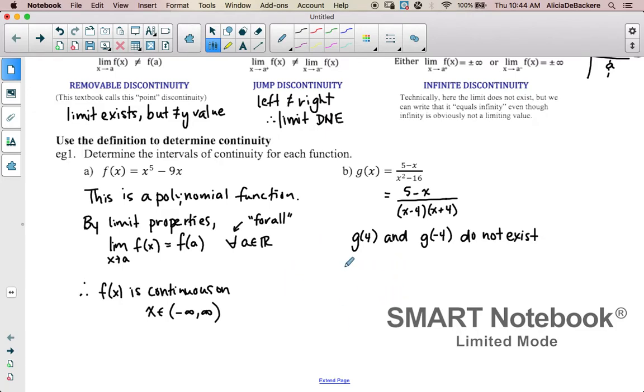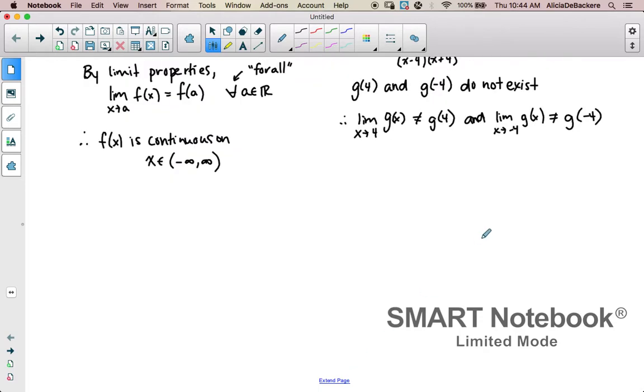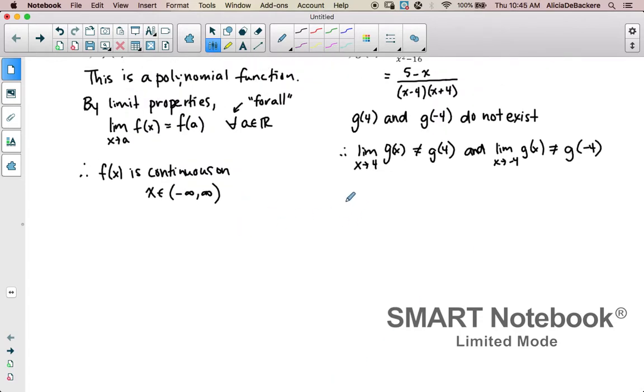So that tells me then the limit as x approaches 4 of g at x can't be equal to g at 4 because it doesn't exist, right? So they can't be equal to each other. And also the same thing for -4. It can't equal something that doesn't exist. So then by the definition, this is the definition, right, of discontinuity. These things have to be equal for continuity. So therefore, there are discontinuities.